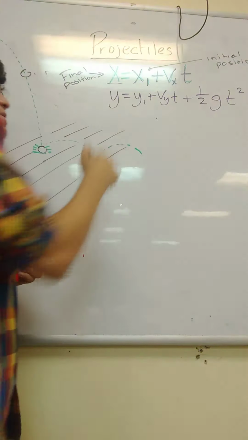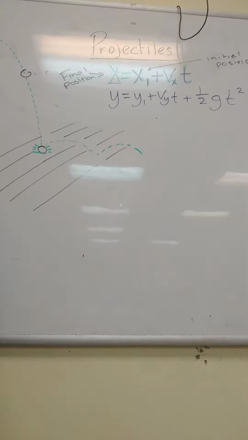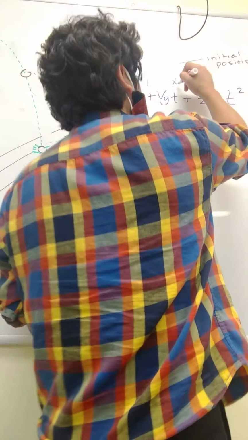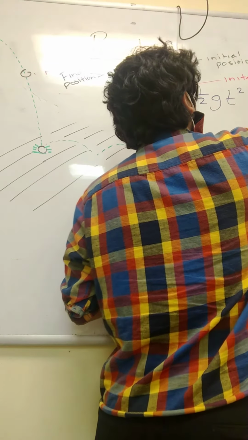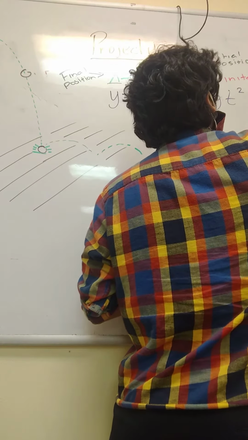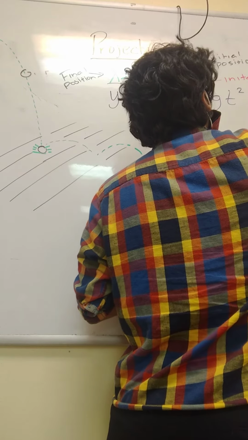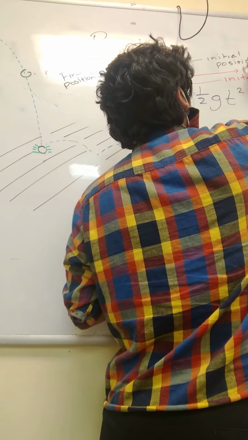Allison, what does Vx mean, and what does t mean? T is time, V is the velocity on the x direction. Very good. Initial velocity in the x direction. And of course, she is right that t is time.